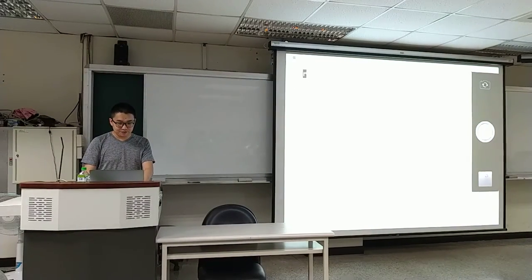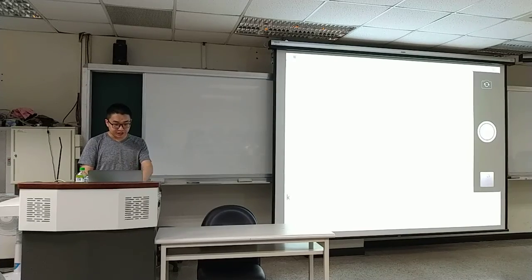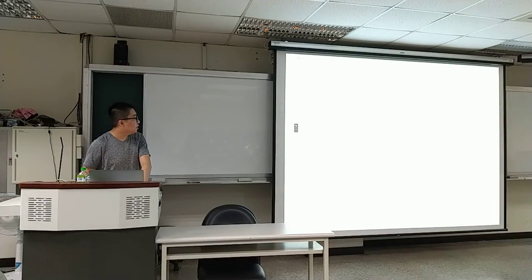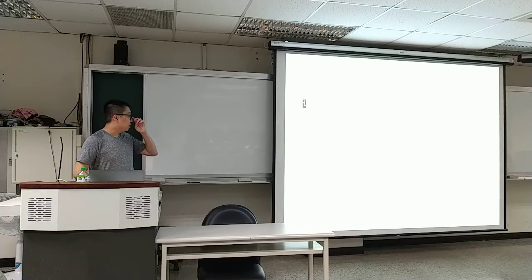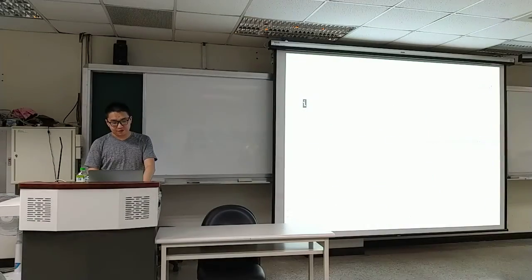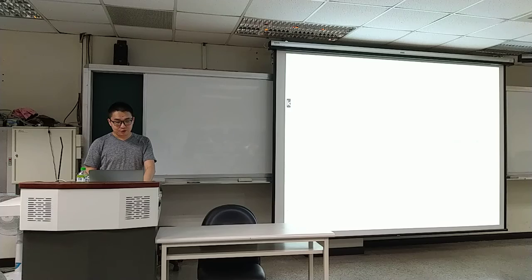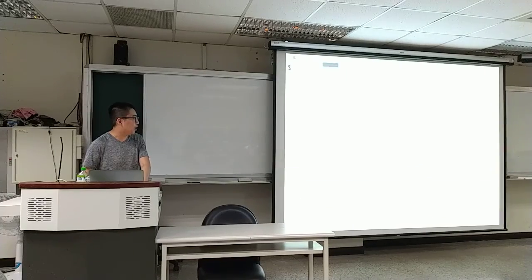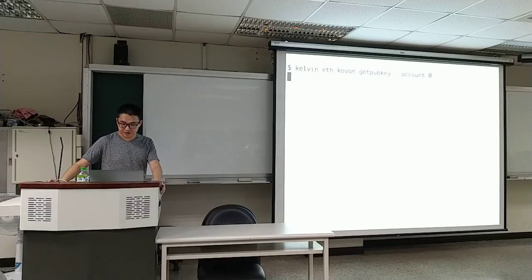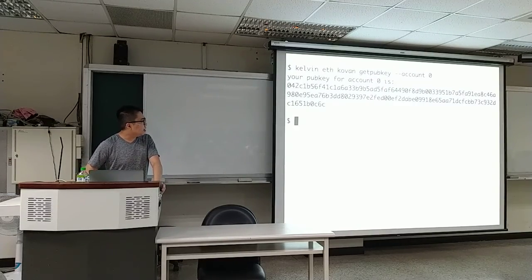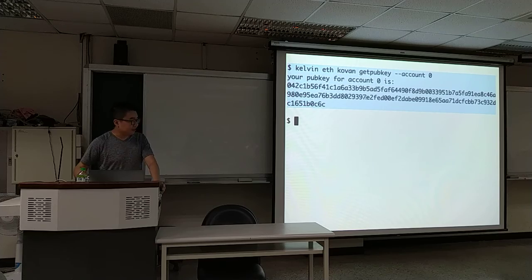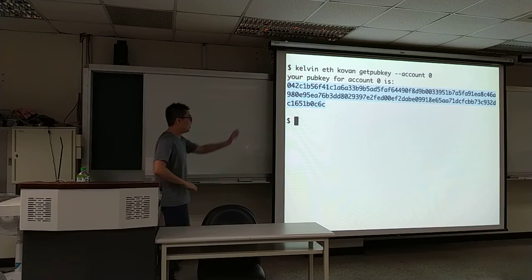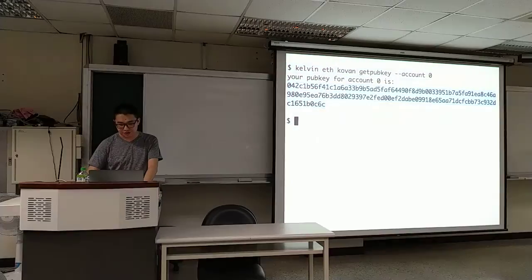For example, in the README of this repository, here are some example commands. We can query public key number 1, public key number 2, public key number 3. We can query a public key from the device. So let me do that. It just queried a public key from my device, and the public key looks like this, just some hexadecimal string.